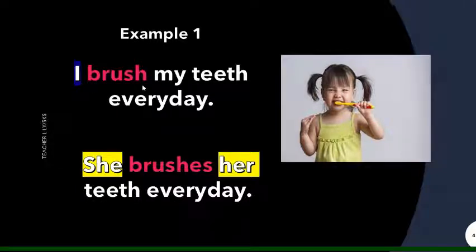I brush. You don't change the verb, you just write it as it is. And then next here, brushes, you add es. This is a habit, our habit. We must brush our teeth every day, right? So don't put I brushes or she brush. Cannot use she brush. You have to use she brushes. Understand, class? Okay, now we go to example 2.